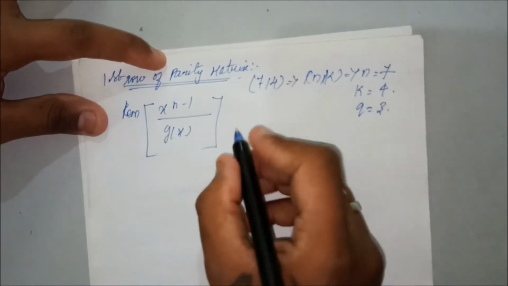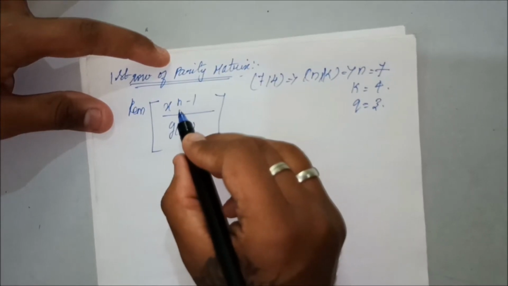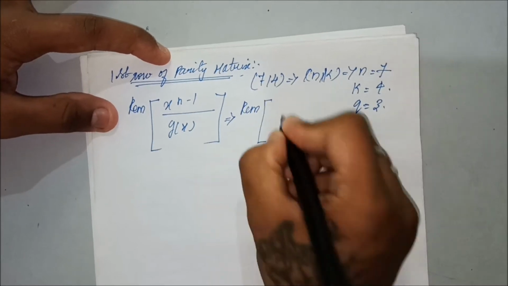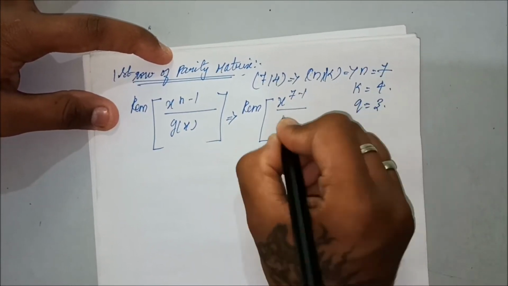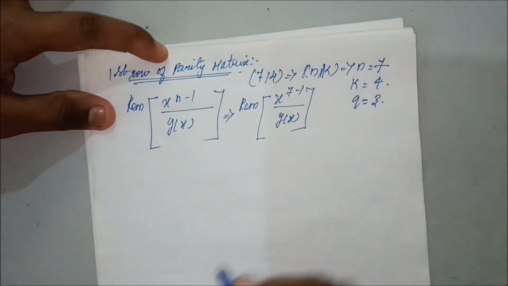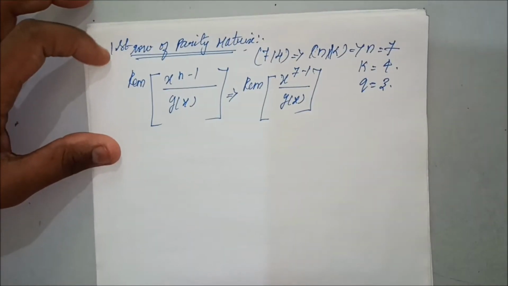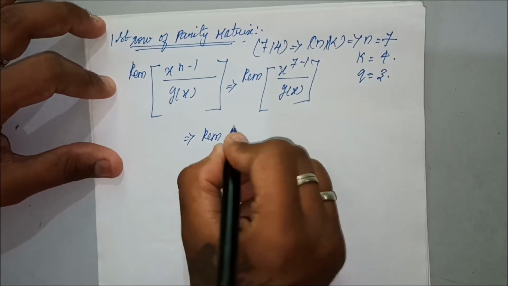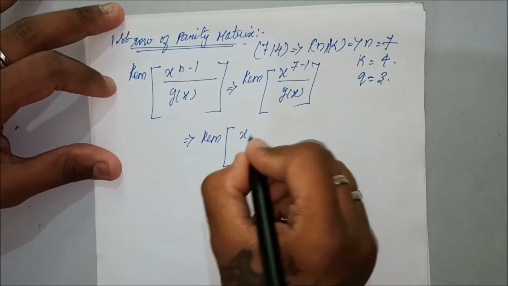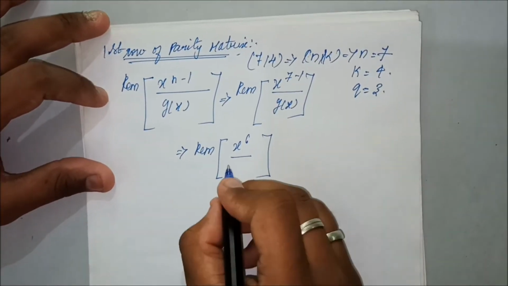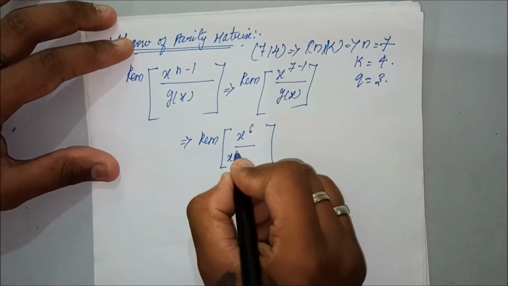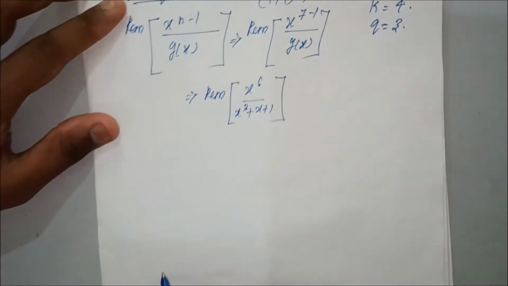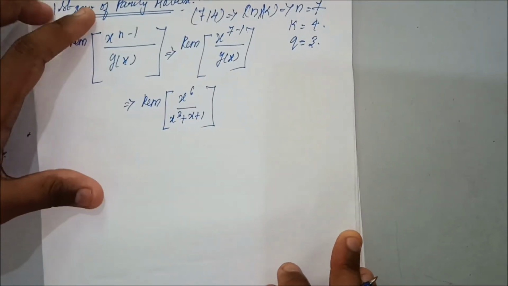Now I'm going to replace the n value with 7, so it is the remainder of x power 7 minus 1 divided by g of x. This is how we replace and write the value in the formula. So the remainder of x power 6 divided by g of x, which is given in the question as x power 3 plus x plus 1. Again we are going to use the long division method for this.